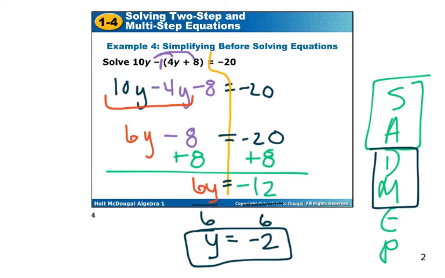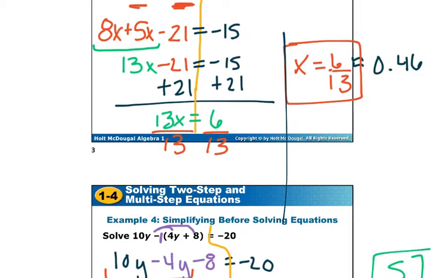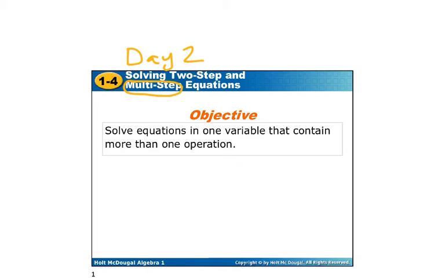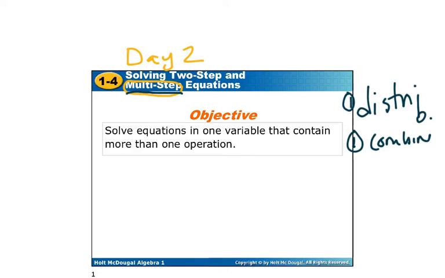Alrighty, so that was day 2 of these notes. Hopefully you understand more about solving multi-step equations. You always want to look for distribution. And then after distribution, you're always looking for combining like terms. And then after you combine like terms, then you start doing SADMEP.